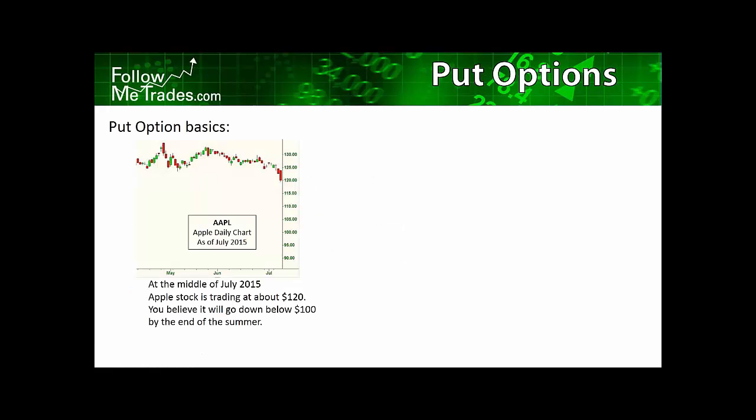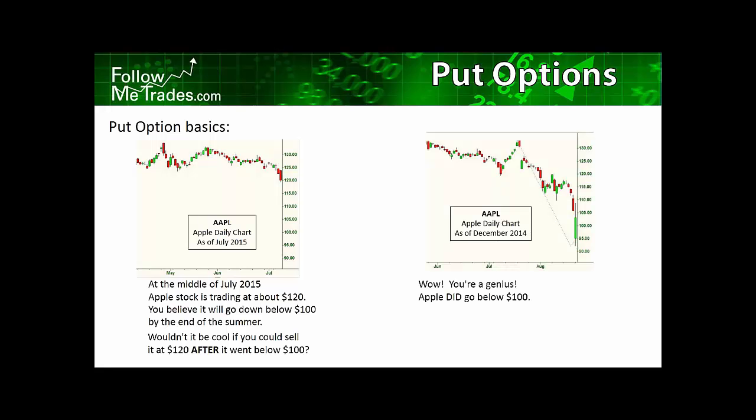Well, let's look at another example. Apple again. This is July 2015. Apple's trading at 120, and you have some reality-based thesis that Apple's going to go down to $100 by the end of the summer. So wouldn't it be cool, just like the other example, if you could sell Apple at $120 after it went down below 100? Of course it would. And your analysis was right, and Apple did go down to 100, and because you're savvy and have a good strategy here, you get to sell Apple at $120, and it's sitting down here at 95.